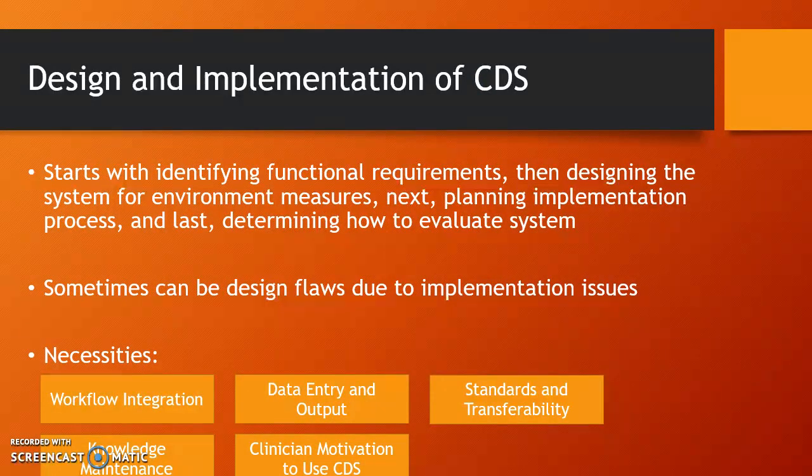Moving on to our last topic, design and implementation of CDS. This starts with identifying functional requirements, then designing the system for environment measures, next planning the implementation process, and last determining how to evaluate the system. And sometimes these systems of implementation can have design flaws that may lead to problems. And most of the studies that were reported in this article found that the problems were mainly the result of system implementation issues rather than inaccurate recommendations of system flaws.